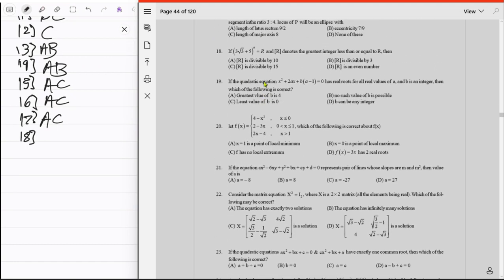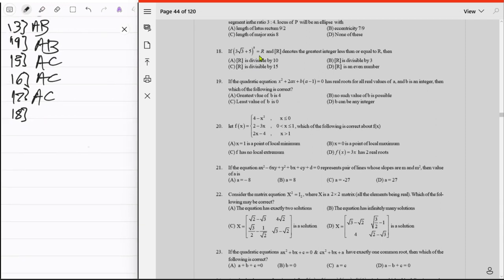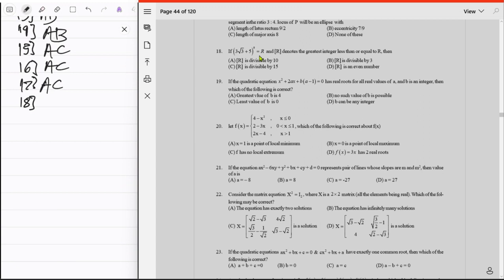18. If (3√3 + 5)^9 is equal to r, and [r] denotes the greatest integer less than or equal to r, then... okay, so we basically need to find the floor function, right? Okay, cool, no big deal. So assume this is I plus f, and 3√3 is √27 and this is √25, so just fine.